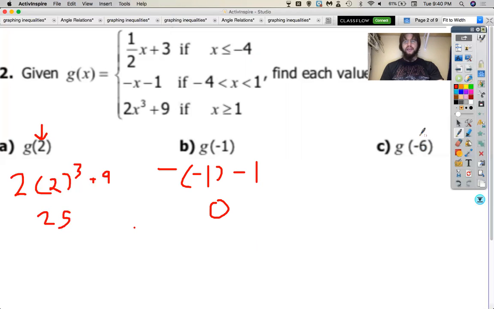Now let's look, -6. That's what we're shoving in here. Yeah, it's less than -4, so I'm going to go with this guy. Half of something plus 3. Something's -6. Hey, look, another 0. Okay, so you just type that in the calculator, or do the math in your head, or probably not in your head, because a lot of times you mess up. I mess up, so you mess up too. We all make mistakes. Use your calculator.